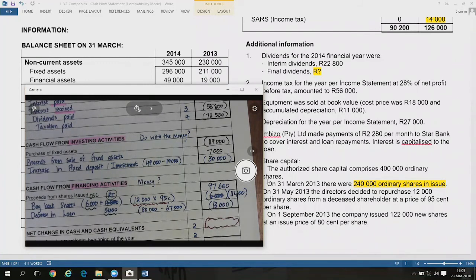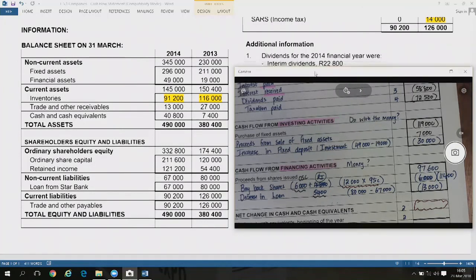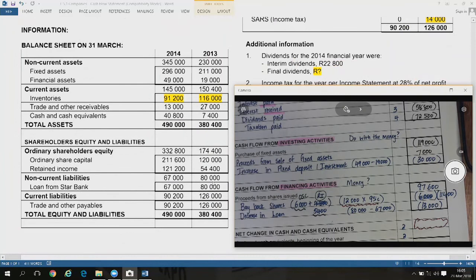I don't want to come back, so let's quickly check. I always say to the learners, you mustn't leave anything out, but you also mustn't use anything twice. The fixed assets we used. The financial assets, that is the fixed deposit, we just used. The inventories we used. Trade and other receivables, remember we used the things there in the note. Cash and cash equivalents we already used. We used the ordinary share capital for the opening and the closing balances. We also used the retained income in our note.